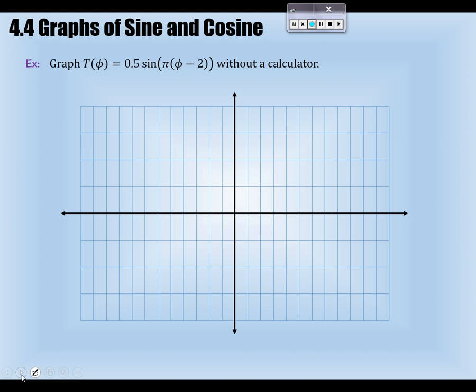Let's include a phase shift here on this next one. Okay.